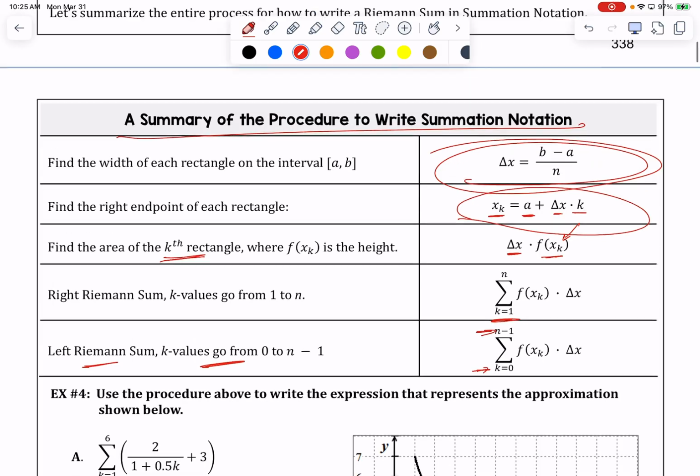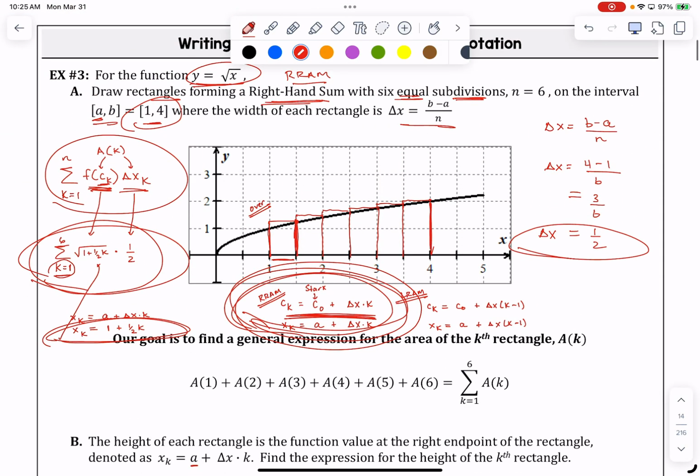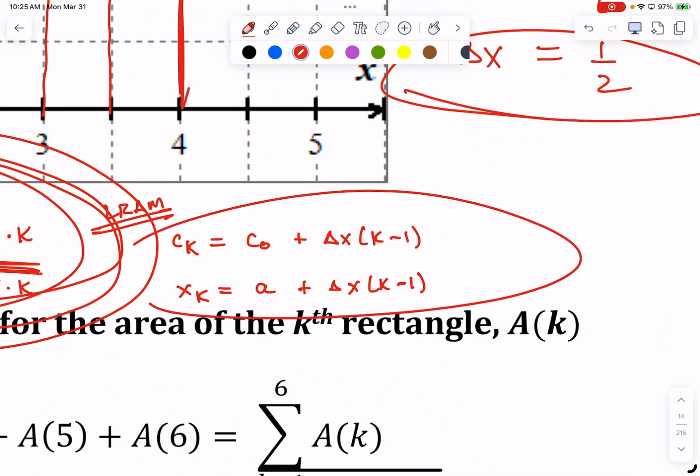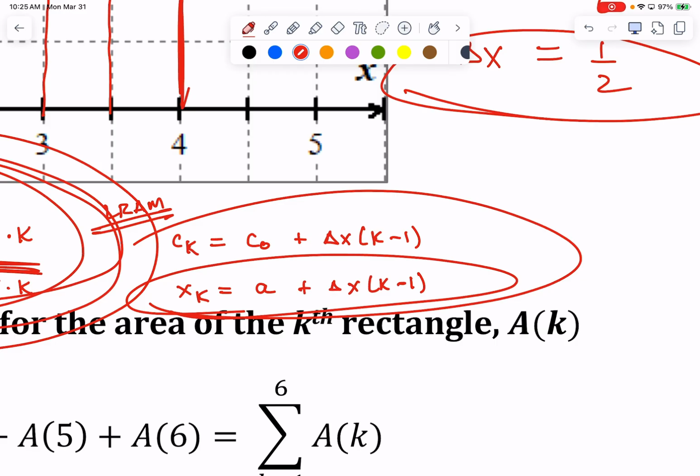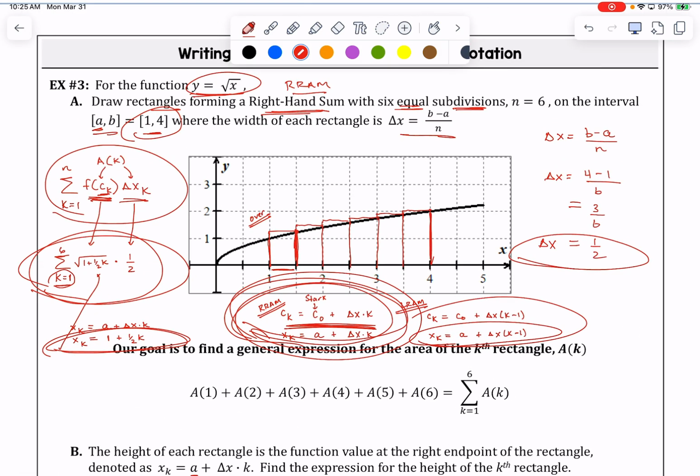The other way I was taught to do it, because I had to do it the long way, is you actually change your x sub k. You go start plus delta x times k minus 1, and then I don't have to change my k start to 0. I can leave my k start at 1. But we'll do it the way she does it, because that's the way they do it on the AP exam.